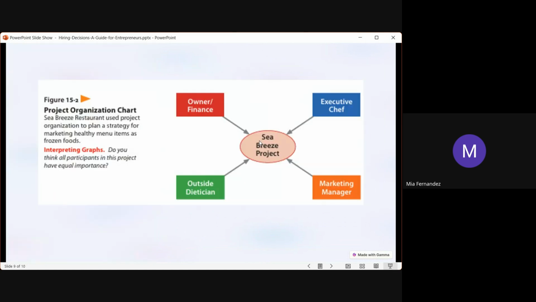So this one, project organization chart. So Seabreeze project. So owner, executive chef, outside dietitian, and marketing manager. So walang hierarchy. They work together. Nagsisynergize lang sila. Okay? So that's it, I think.